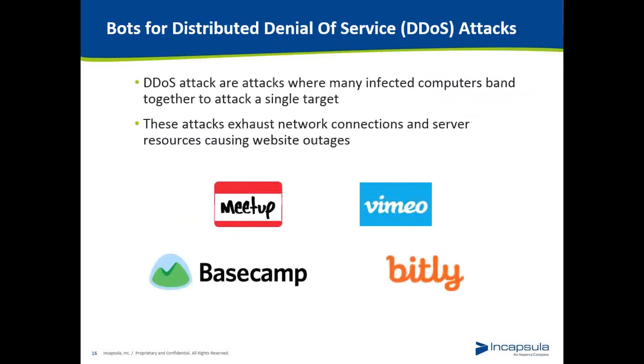DDoS attacks are quickly becoming a favorite weapon for attackers because they're relatively cheap to perform and difficult to defend against. One interesting campaign that happened earlier this year around February or March targeted high-profile software-as-a-service companies such as Meetup, Basecamp, Vimeo, and Bitly. These software-as-a-service companies have built successful online applications that can scale to support millions of users and deliver huge amounts of content. Still, all of these examples and many more were brought down with DDoS attacks.